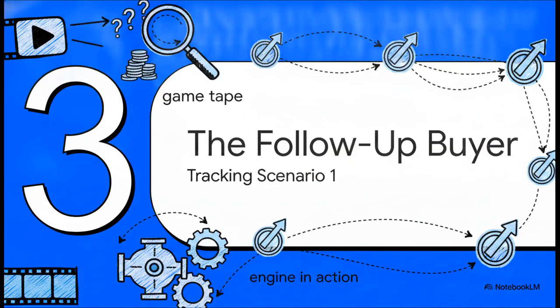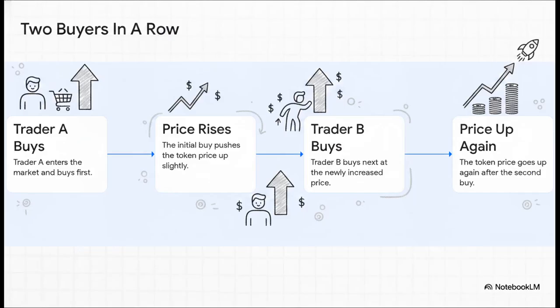Which brings us to Section 3, Scenario, the follow-up buyer. Let's look at the game tape of a specific, documented scenario from the platform so we can actually see this engine in action. All right, picture this. Imagine two traders eyeing the exact same asset. Trader A jumps in first. Because of our golden rule, the price instantly bumps up a bit. For a split second, Trader A is actually down just slightly, just because of the premium of entering the market. But then, Trader B steps in right behind them and buys too.